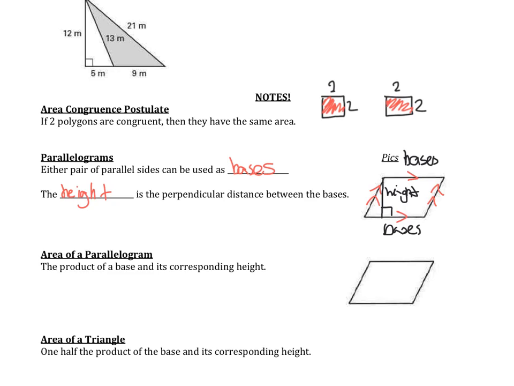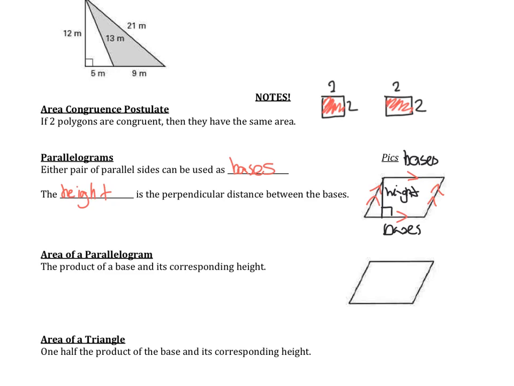A lot of times what they do with these parallelograms is they start from one of the corners and draw the height down from there. Really, there's no reason for it. They just tend to do that. The area of a parallelogram then says the product of a base and its corresponding height. So product means to multiply.